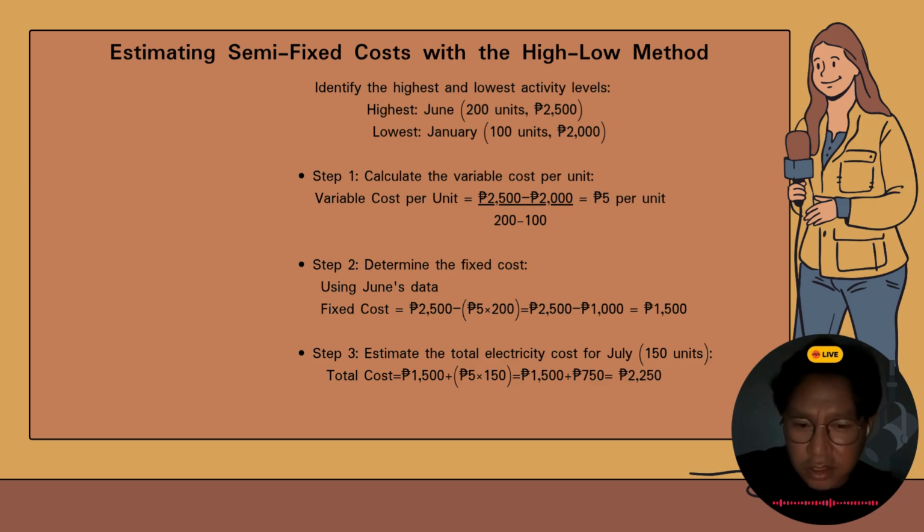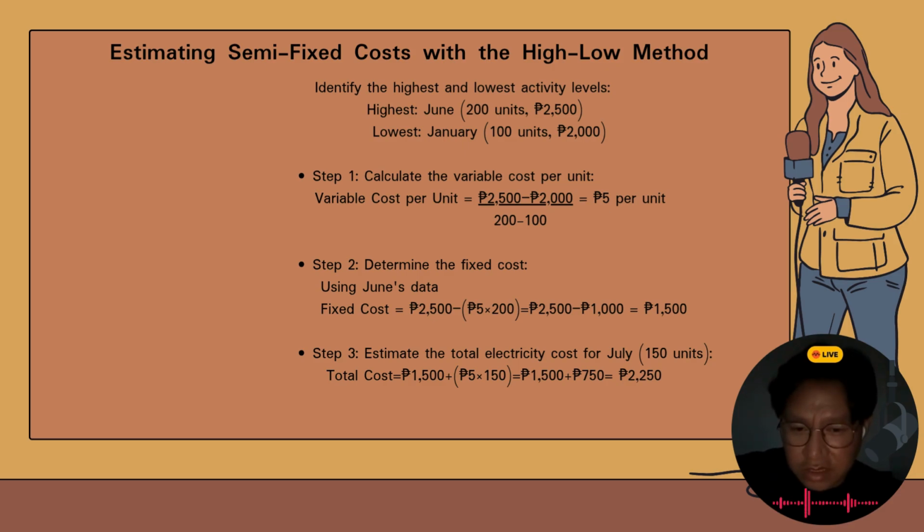Step 2. Determine the fixed cost. Using the variable cost per unit, subtract the total variable cost at either the high or low activity level from the total cost at that level. And using units data, we will get a fixed cost of 1,500 pesos.